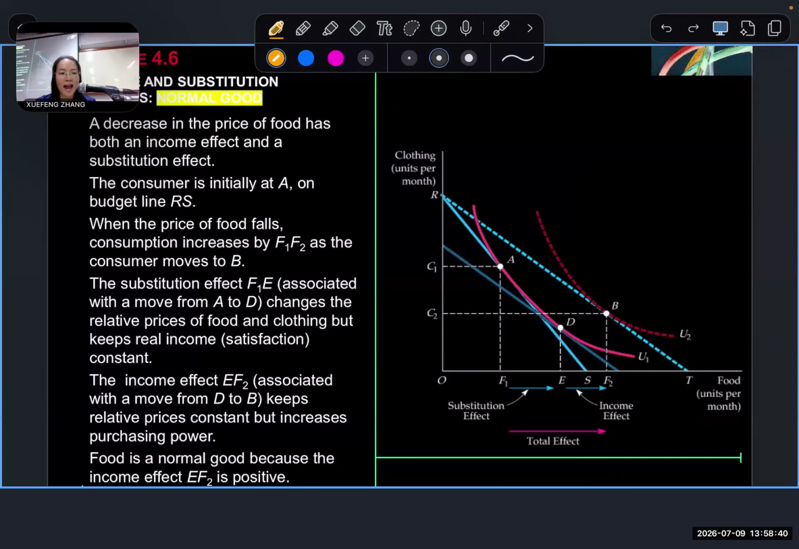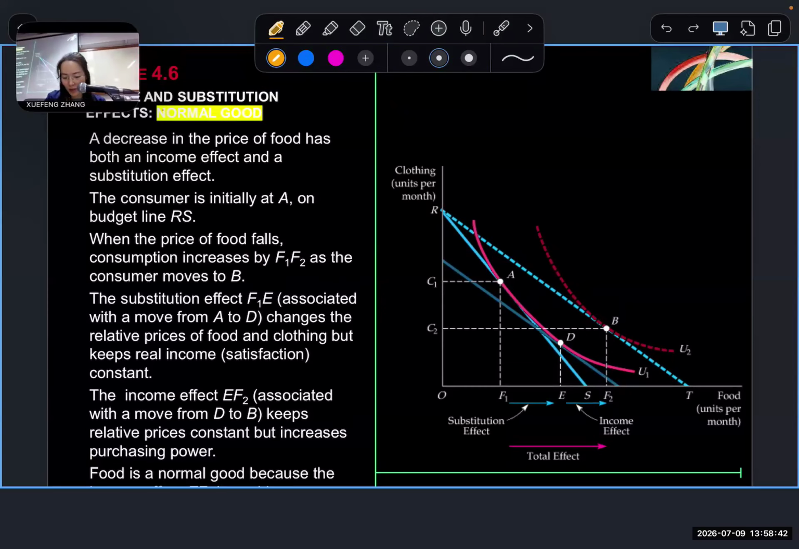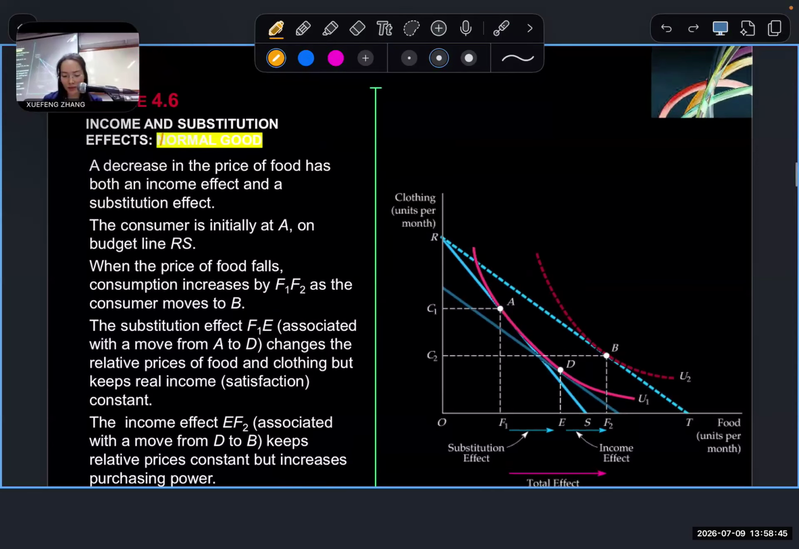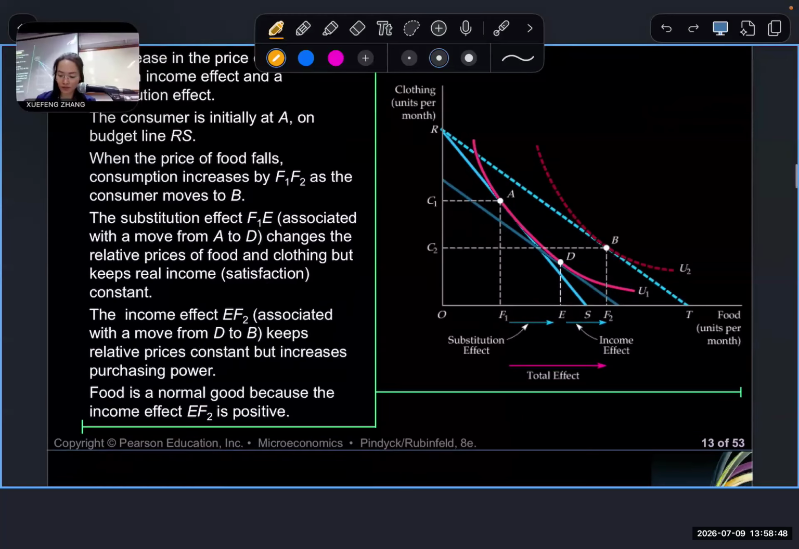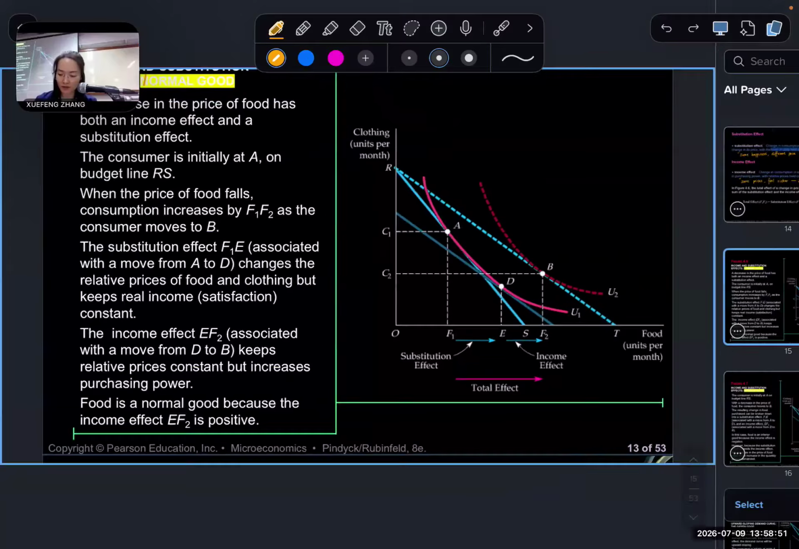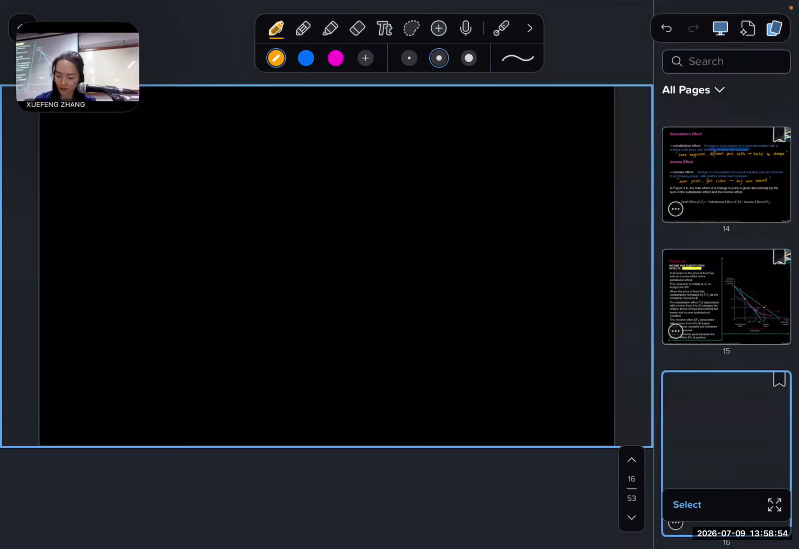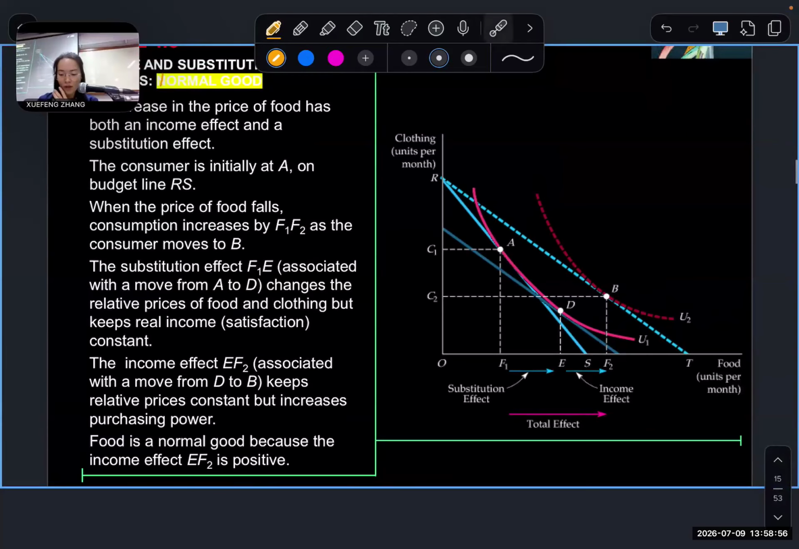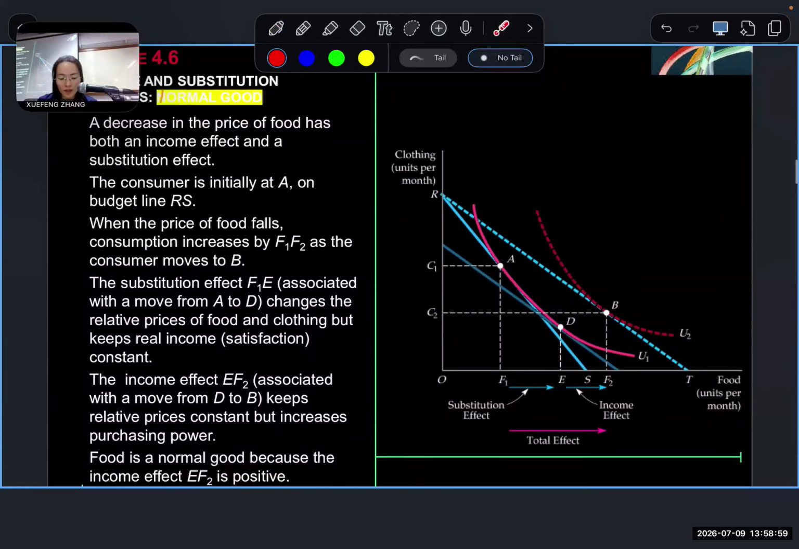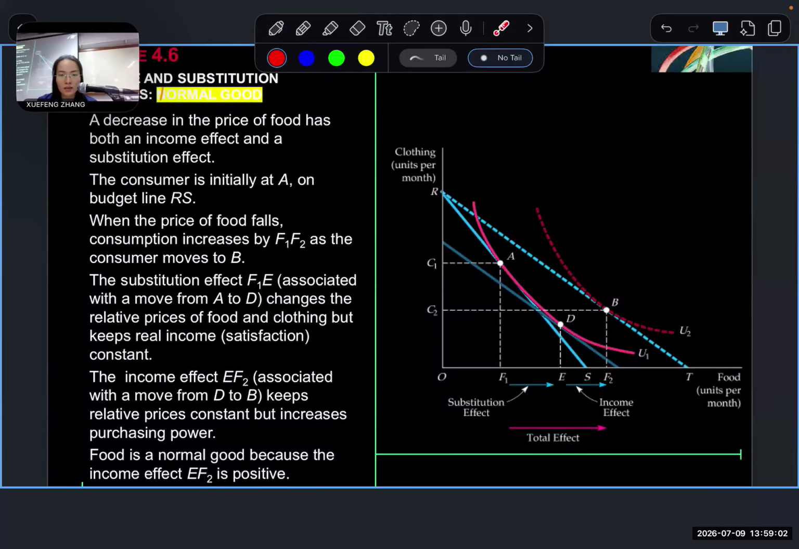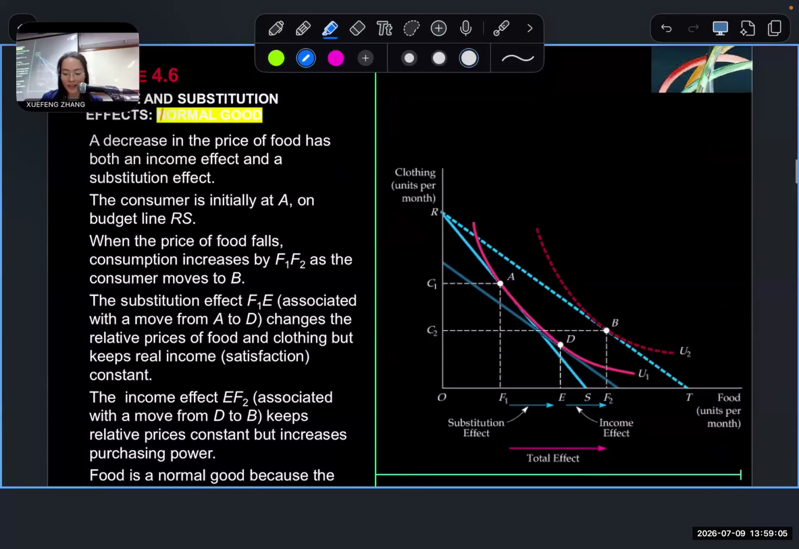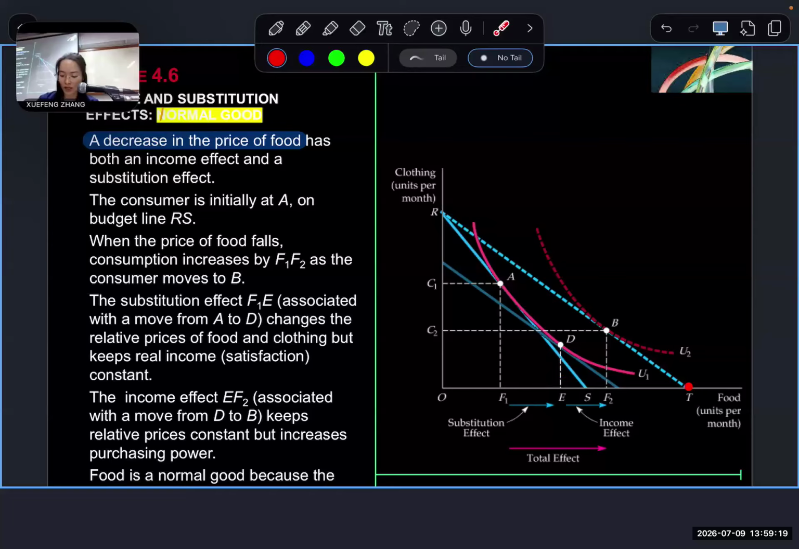So here we have a normal good, okay? Can you see this one? This is normal, okay? Normal good. How to read this graph? Okay, so here we assume a decrease in the price of food, right? A decrease in the price of food, and then the budget line is gonna shift, gonna rotate outward, okay?